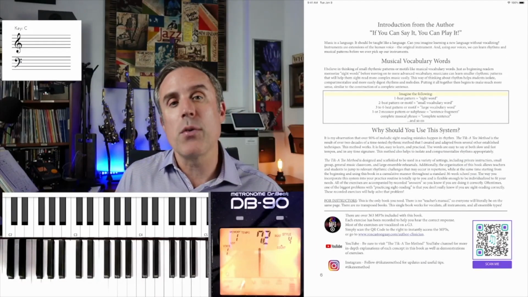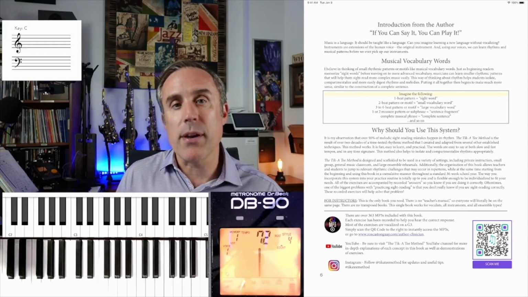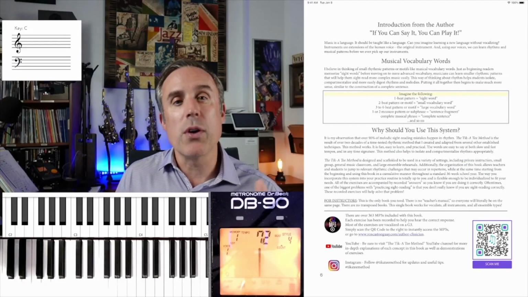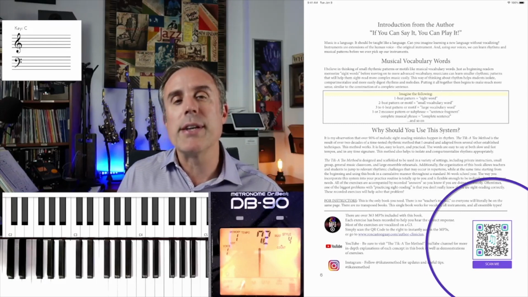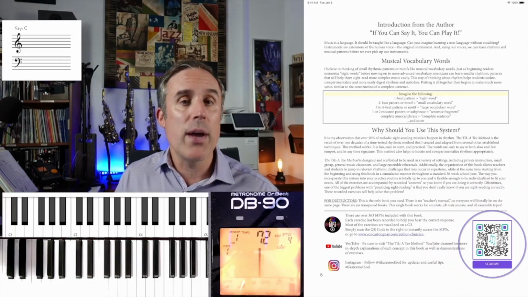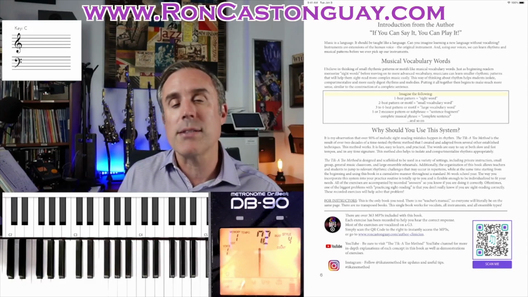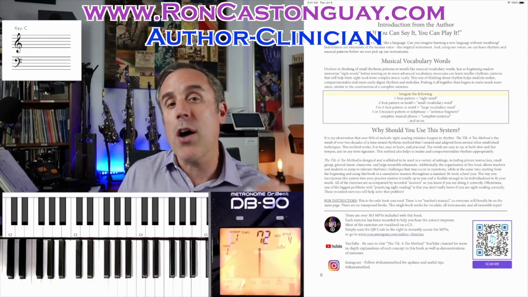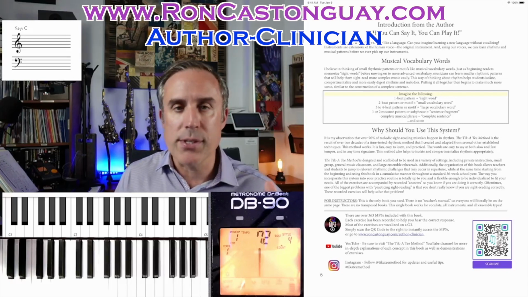So there are a couple different ways you can access the MP3s that accompany the book. The first way is to go to page 6, scan the QR code, and it takes you directly to the web page that has all of the MP3s. The second way is you could just go to my website, roncastonguay.com, click on the author clinician link, and then scroll down. That has all the MP3s there as well.